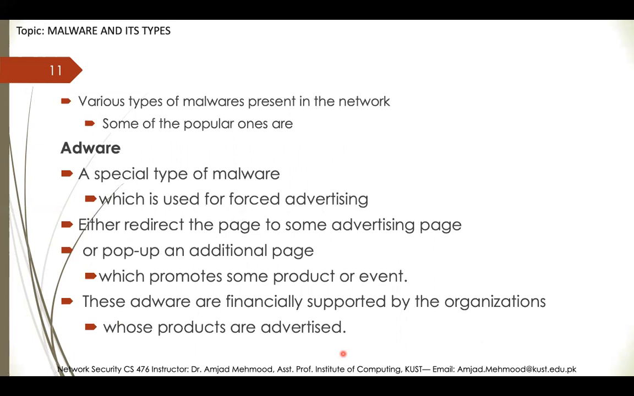Various types of malware are present in the network. Some of the most important are, first, adware, as in advertising. It is a special type of malware used for forcing advertising. You can see different kinds of advertisements coming into your system, which either redirect the page to some other advertising page, or pop up an additional page which promotes some product or event. This adware is financially supported by organizations whose products are advertised.